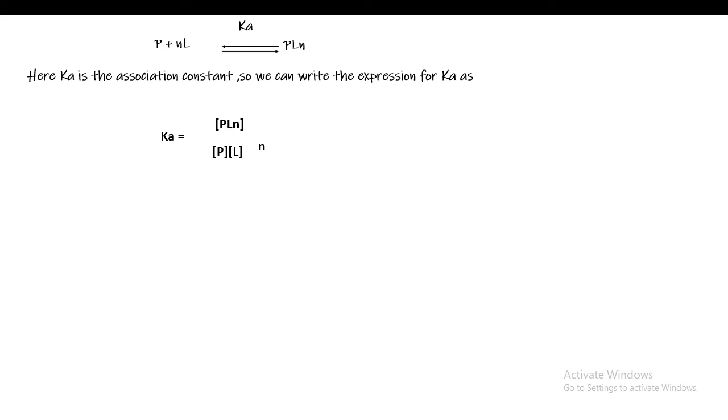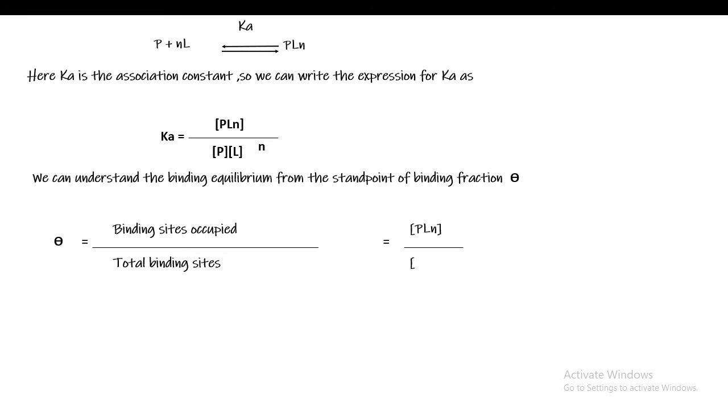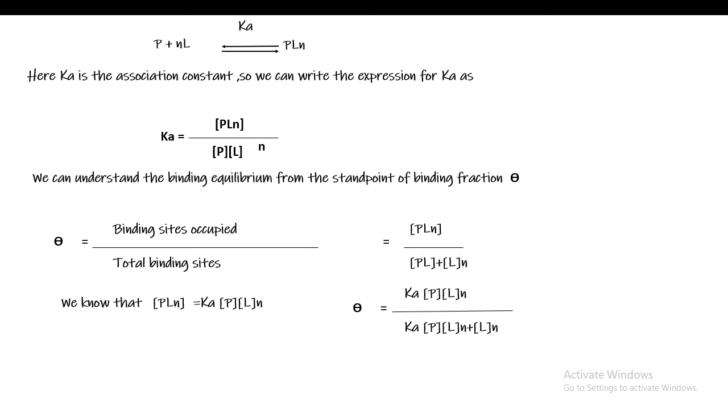Then what we can do, we can express the equation in terms of a binding fraction or saturation fraction. Saturation fraction simply means binding sites occupied divided by total number of binding sites. So this pretty much looks like this particular mathematical equation, PLn divided by PL plus Ln. Now substituting the value of PLn, which we derived from the Ka association constant's expression, we can get an expression like this.